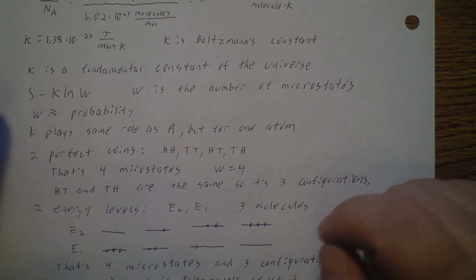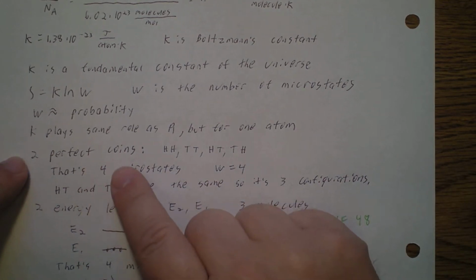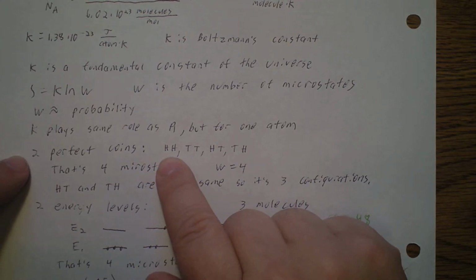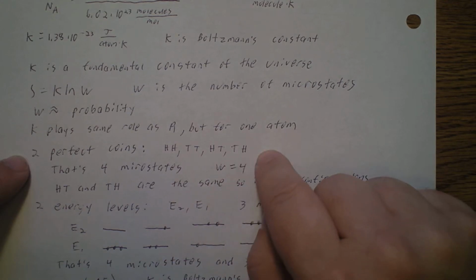Now let's further look into microstates and probability. Let's say we have two fair perfect coins. Then if you flip them and see what you end up with, you could either end up with heads heads, tails tails, heads tails, or tails heads.